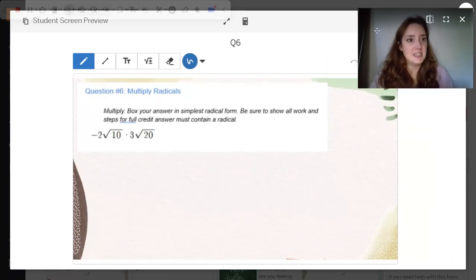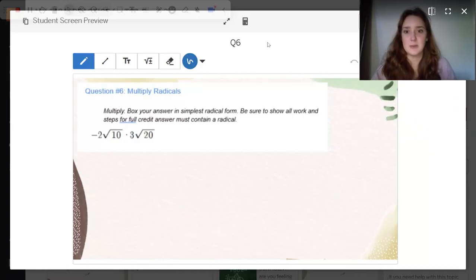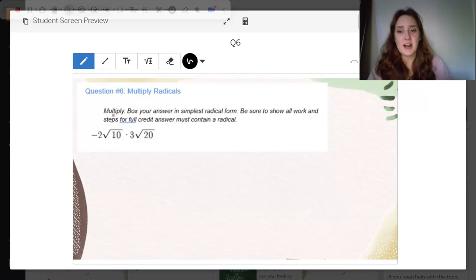All right, question 6. I think this is our last one. We'll double check. Question 6. Try this together. So now we're asked to multiply and then box our answer in simplest radical form. Be sure to show all working steps for full credit. Answer must contain a radical. I forgot to mention this earlier, but all of these say for full credit. This study guide is not graded. Your exam is graded. This is a mirror image to what your exam is going to look like. So this is your greatest tool to study, is going to be our study guide.